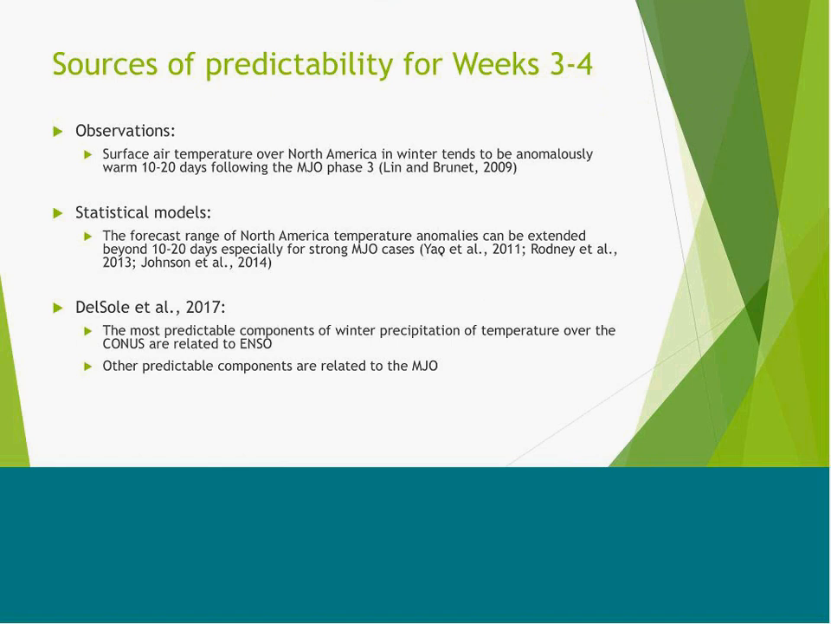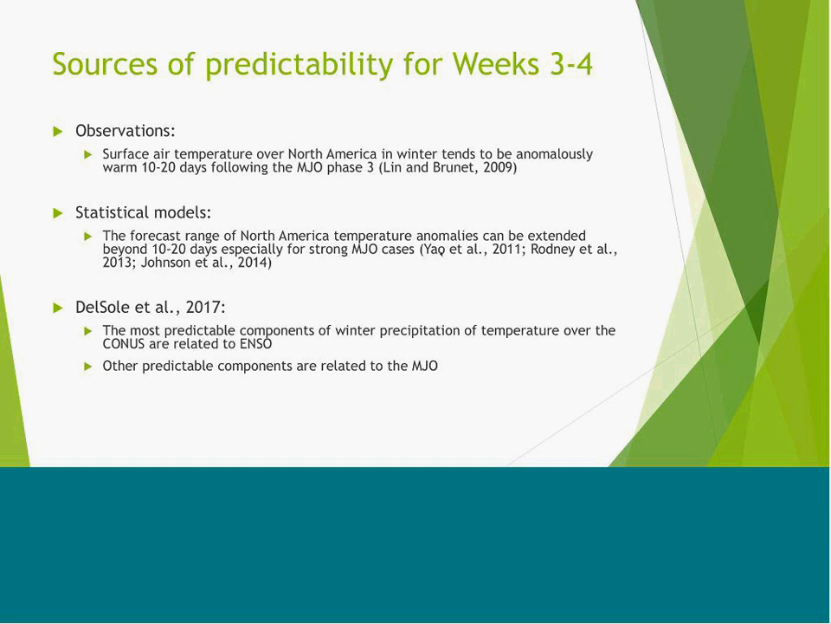So, what are the known sources of predictability for weeks 3-4? This is something in addition to what Frederick have already mentioned. And a quick survey of what we know about these sources shows that in observations, surface air temperature over North America in winter tends to be anomalously warm 20 days following the MJO in phase 3.